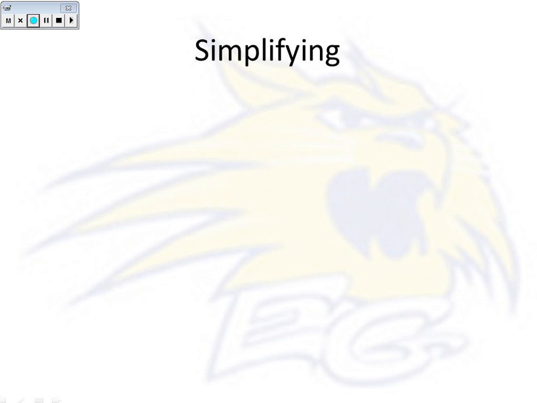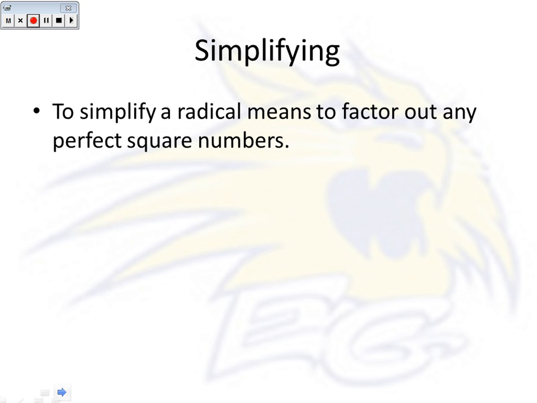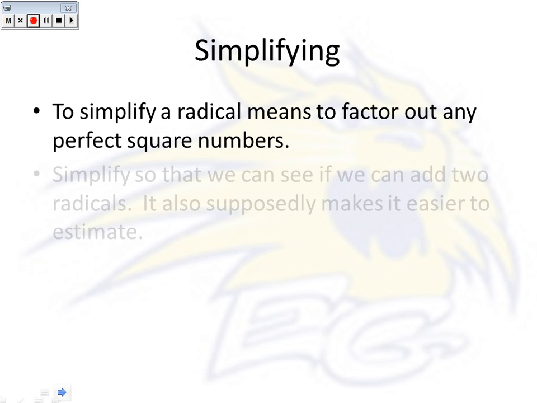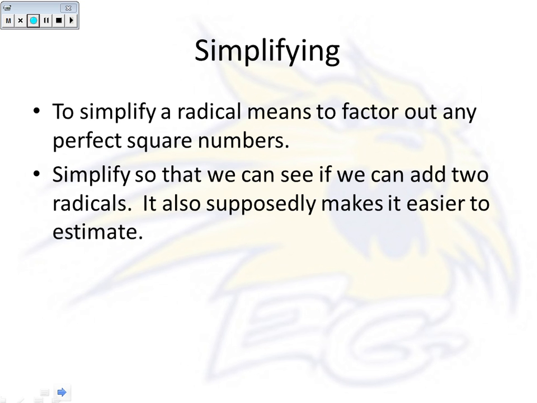Alright, so when we talk about simplifying radicals, what we actually mean is that we're going to take all of the square roots inside the radicand and factor them out. The main reason we're doing this is so that we can add two radicals together. If we have two things with the same radicand, we can add them together. If the radicands are different, or if the indexes are different, we can't add them together. This also supposedly makes it easier to estimate, although sometimes that's harder than you would think.